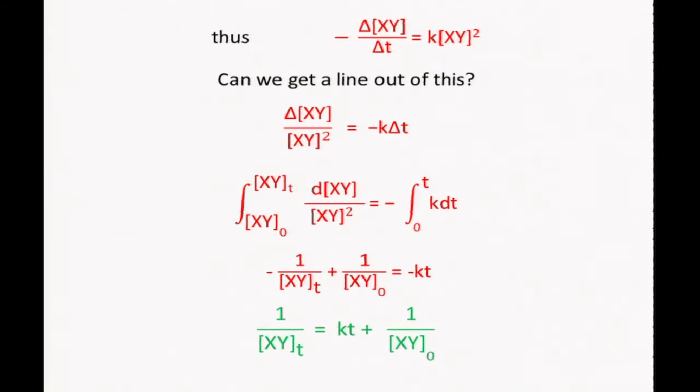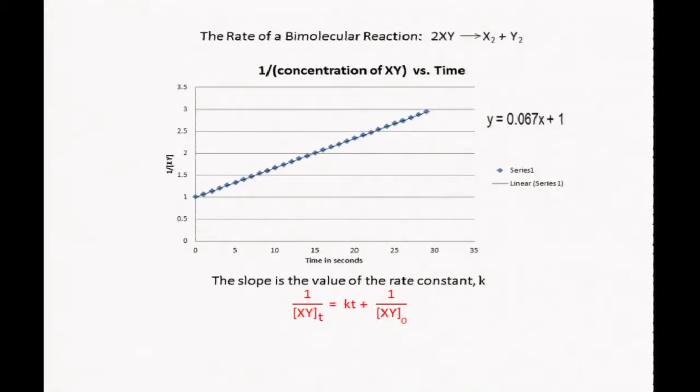So as time changes, I have to plot it against 1 over the concentration. And I get a nice straight line again. Okay. And the slope now is the value of the rate constant. So here's this direct relationship. Whatever the slope is, that's our rate constant.